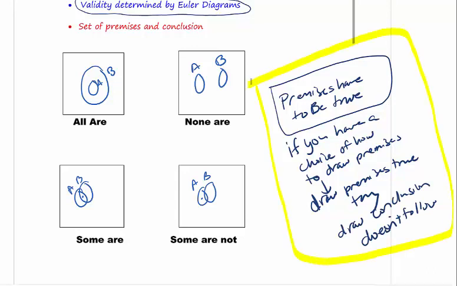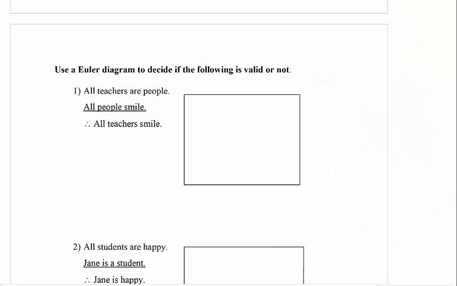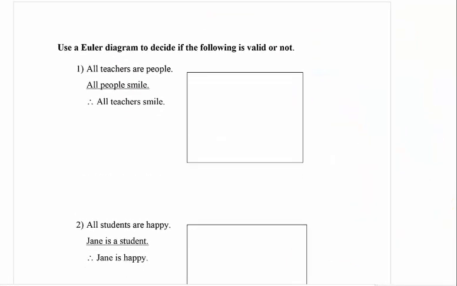Sometimes you're not going to have any choice. If you don't have any choice, you draw what's given to you, and then you look at your drawing and say, does your conclusion follow? Sometimes you're going to be given a choice, and if you can draw them in different formats and still be true for your premises, you want to try to draw it so that the conclusion doesn't follow. So we're going to do a few of these together, and then I'm going to have you do several of them by yourself.